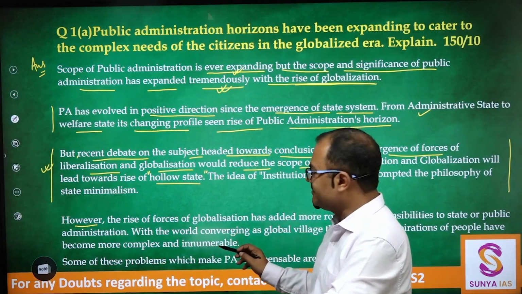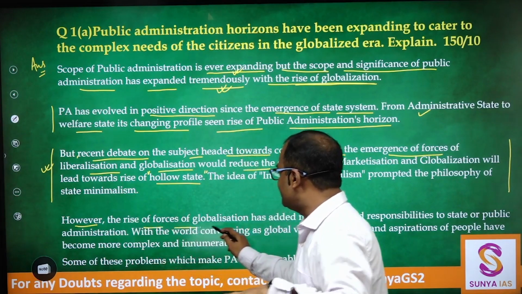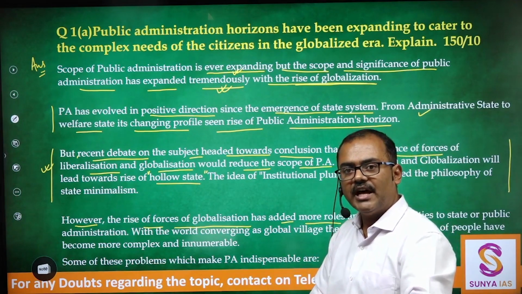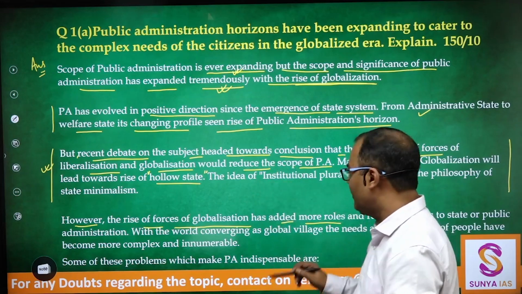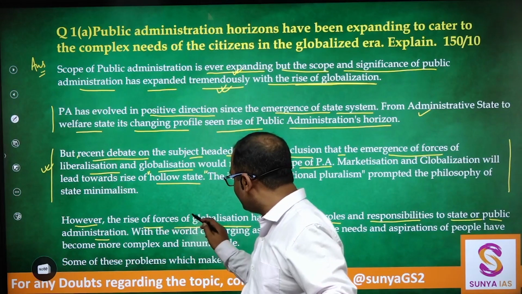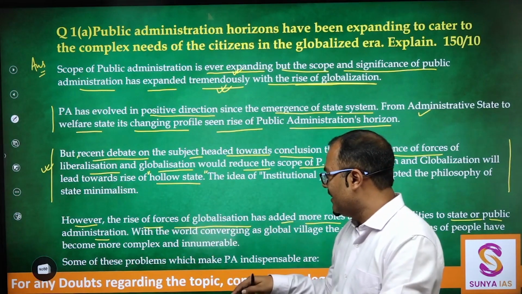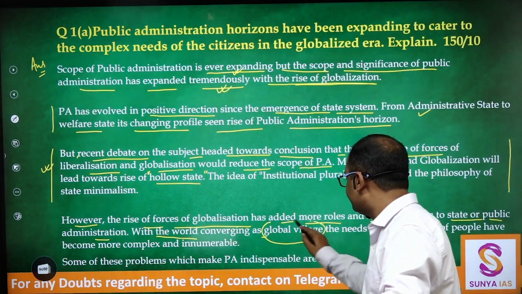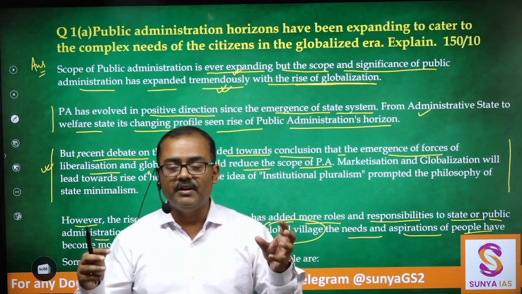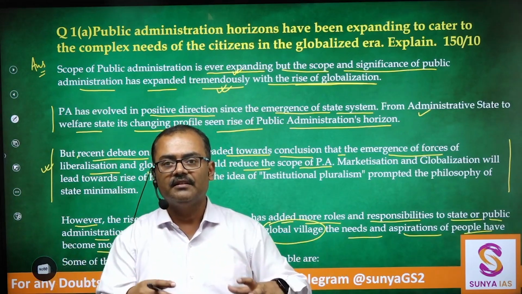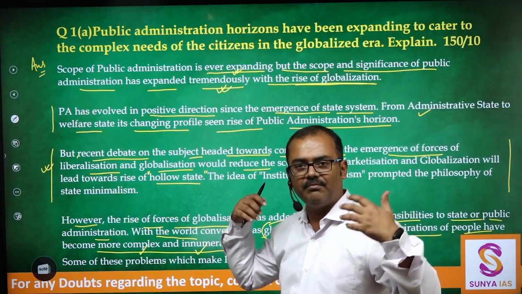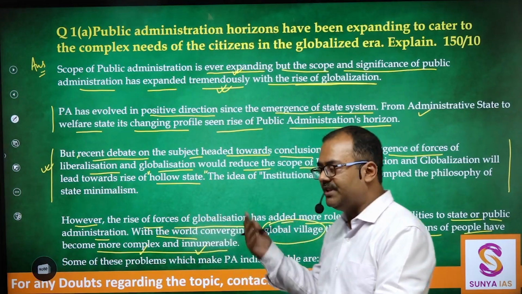So, the next part of the answer: however, the rise of forces of globalization has added more roles. Independent regulation is more role. Now tackling international global issues is a new role. More roles and responsibilities to the state or public administration. With the world converging as a global village, the needs and aspirations of the people have become more complex and innumerable. Means in the global village, people are interacting with one another. The life, needs and aspirations of people become more complex and innumerable. You can't count the numbers.